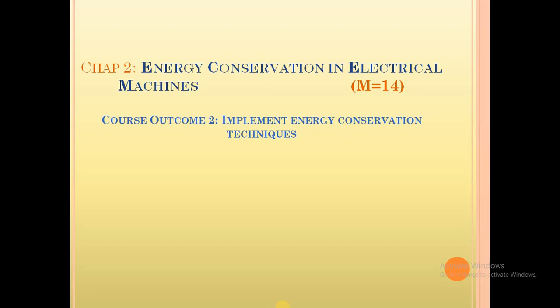Particularly in this chapter we are going to see three-phase induction motor and transformers, that is, one is a rotating machine and the other is a static machine, and both are widely used in industrial and power sector.